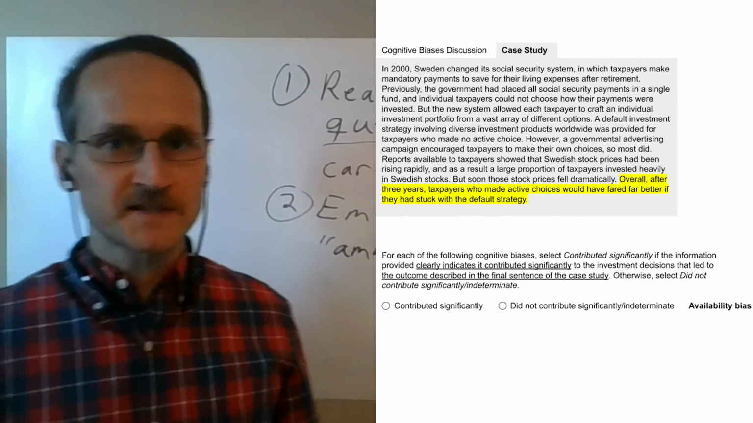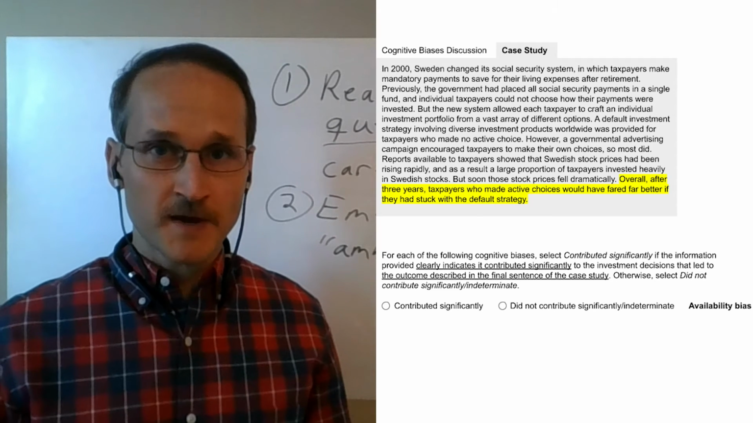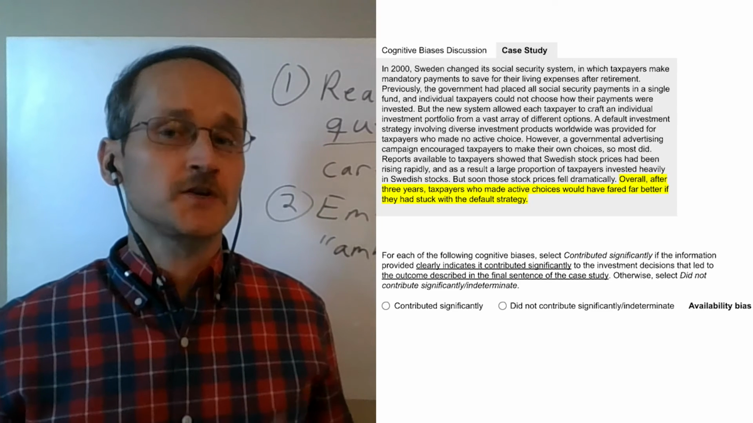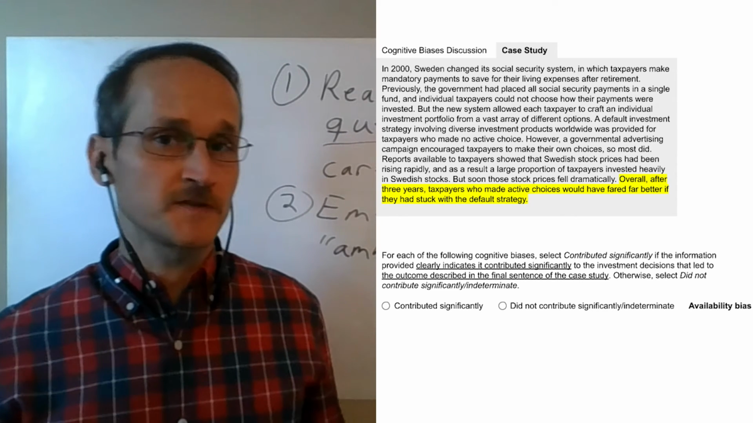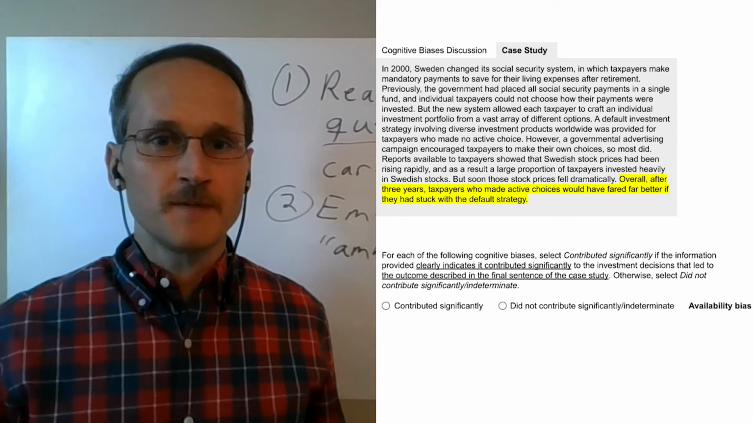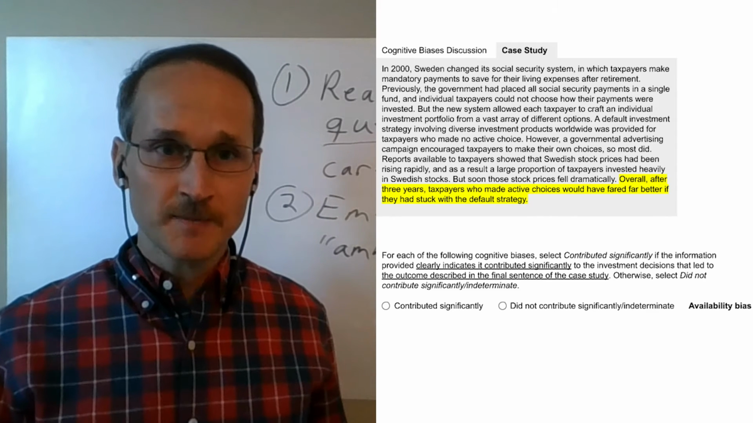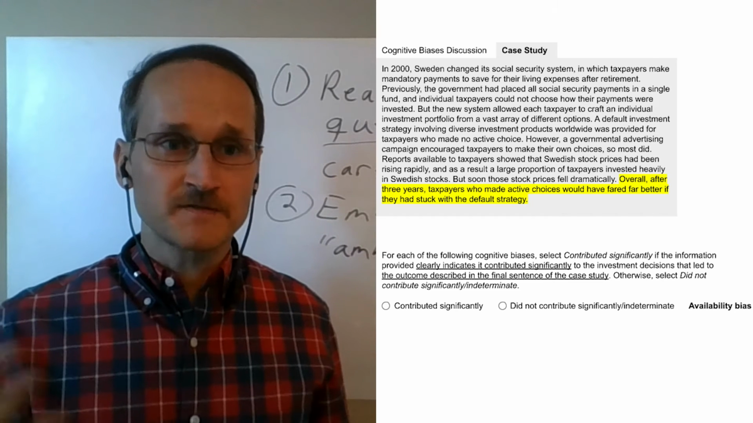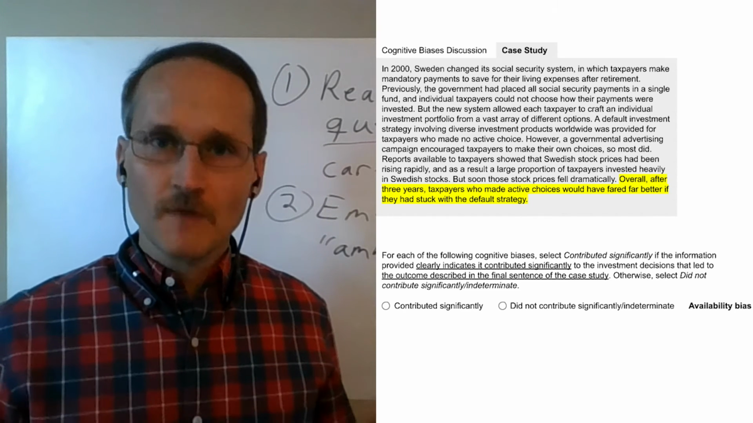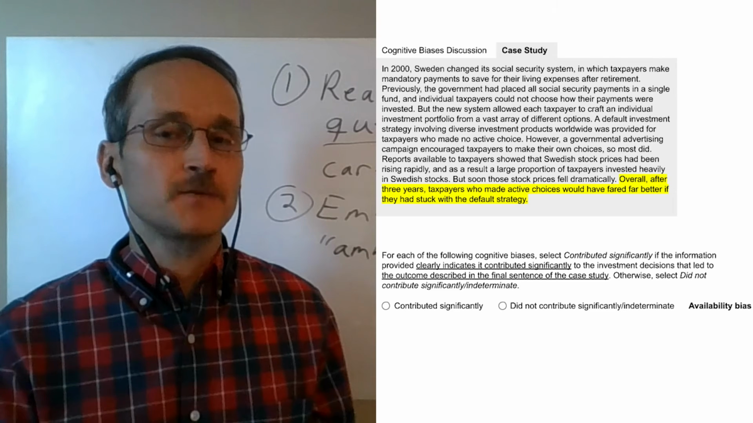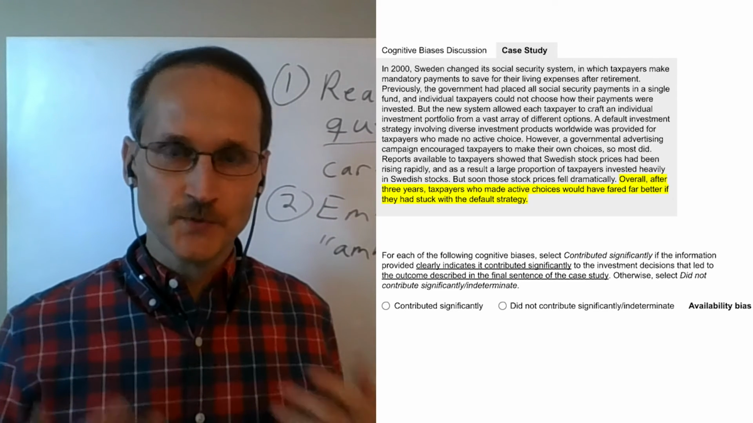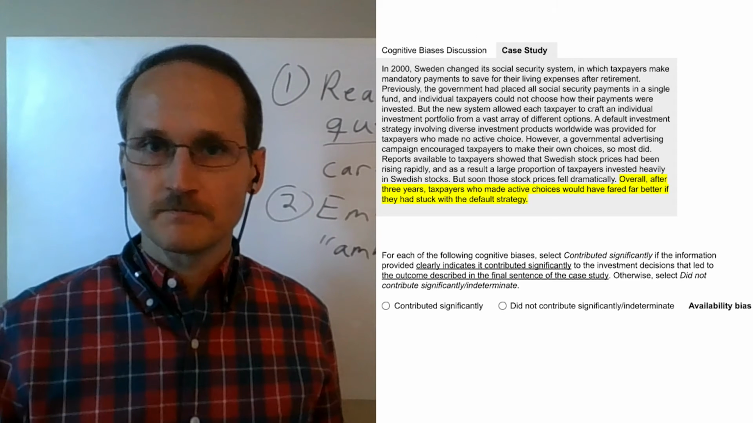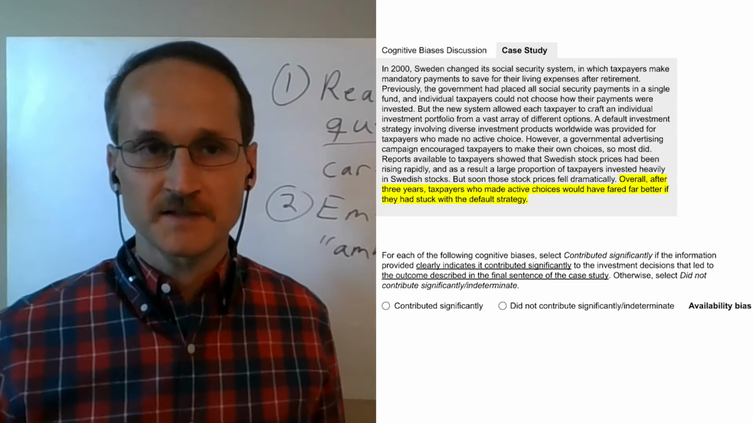Okay, starting with the case study, we have these Swedish taxpayers. They were given a default investing strategy. The government encouraged them to make their own choices, so most of them did. There were reports about Swedish stock prices rising rapidly, so most people invested in those stocks. Their prices fell dramatically. As a result, turns out they would have been better off sticking with the default strategy. They invested in these Swedish stocks, the prices went way down, the default strategy outperformed the Swedish stocks that fell.